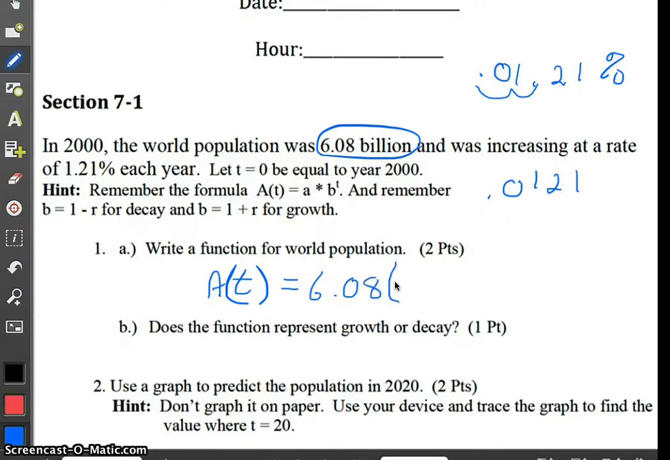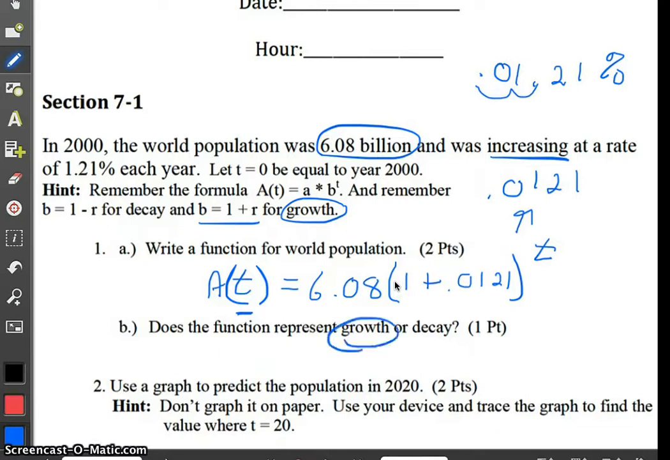My initial value was 6.08 times, now because it is an increase, that means it's growth, so I'm going to use this for my b value. So it's going to be 1 plus my rate. This is my rate, 0.0121. And that is going to be raised to a variable. We're going to use t because that's what we used right there. Now, does this function represent growth or decay? Well, it represents growth because I said increase up here. So that's number 1.